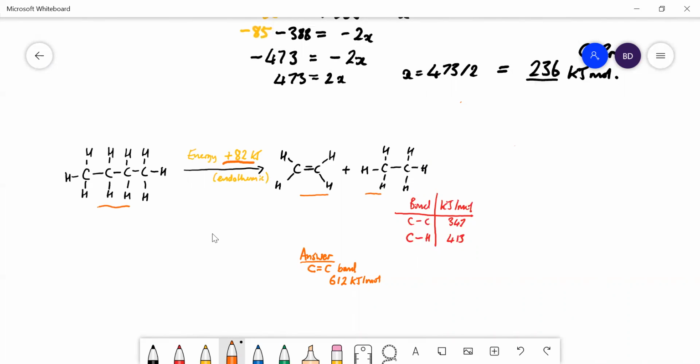You're only given the bond energies for the carbon-carbon single bond and the carbon-hydrogen bond. You're not given the value for the carbon-carbon double bond up here, and that's what you've got to find out. So you've got to use the same approach as you did in the previous calculation. And the right answer is 612. So give that a go.